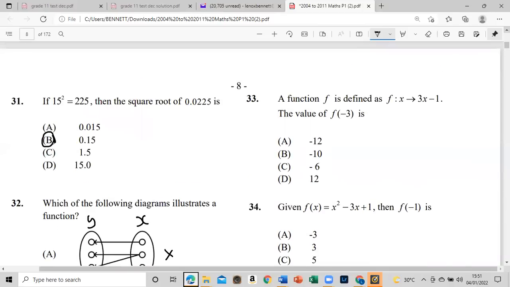Alright, 33. A function f is defined as 3x minus 1. The value of f of negative 3. So right now, we just write about this. No longer chatting.